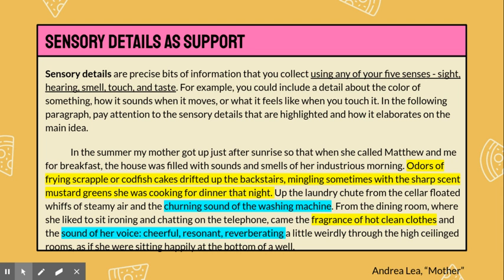If you look at the paragraph and see what's highlighted, you'll notice that there's 2 types of sensory details highlighted. You have odors or smells, and then you have sounds highlighted. Each of these gives the reader a more distinct idea of what the author is talking about. It's elaborating on what the main idea is. So using sensory details is a great way to provide that extra bit of information that helps the author come to a greater understanding.